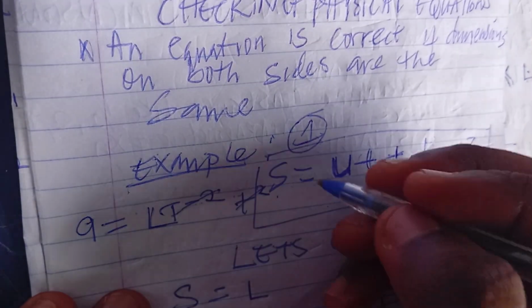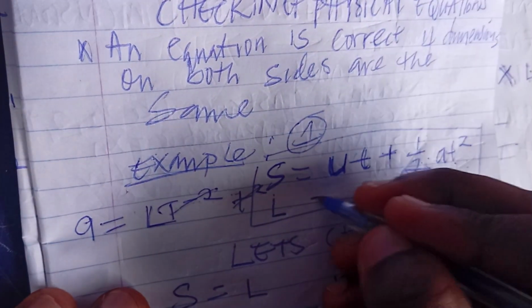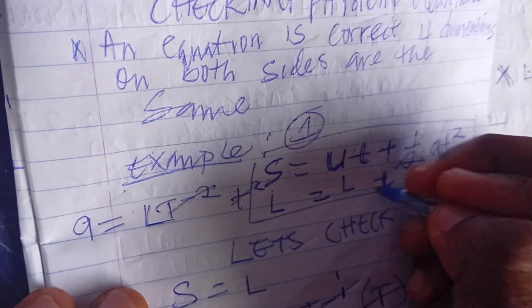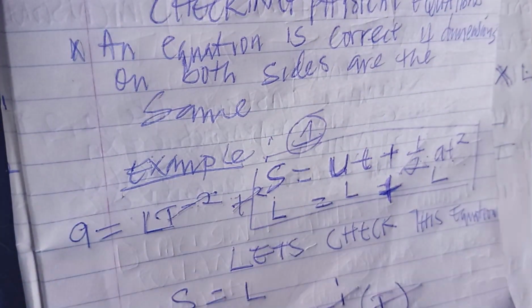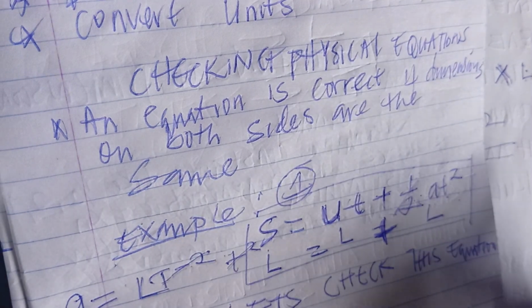So therefore this S is L equal to L plus L. So everything is L. So that means this equation is correct.